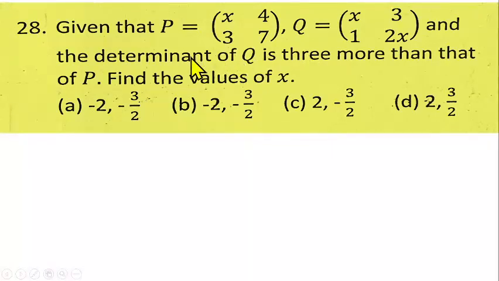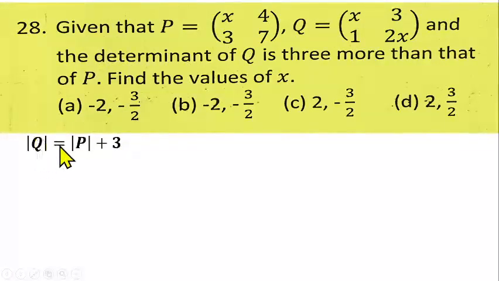So there's a relationship between the determinant of Q and the determinant of P. The determinant of Q is 3 more than the determinant of P. Then you need to find the determinant of each. So how do we do that? According to this relation, the determinant of Q is equal to the determinant of P plus 3. The determinant of Q is 3 more than that of P. So we should be able to interpret that mathematically.